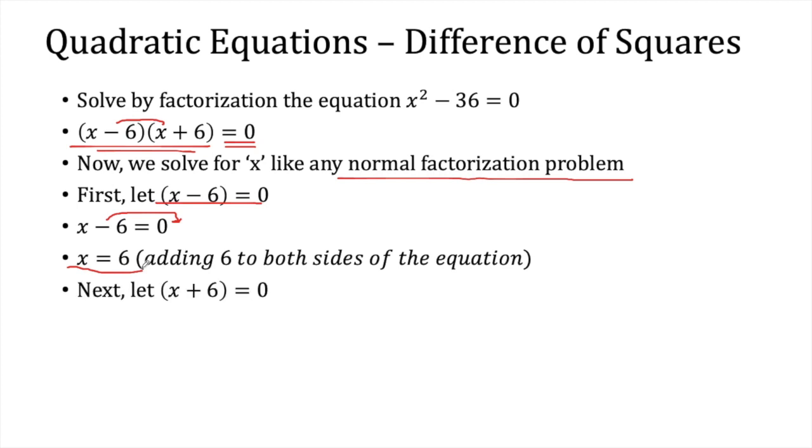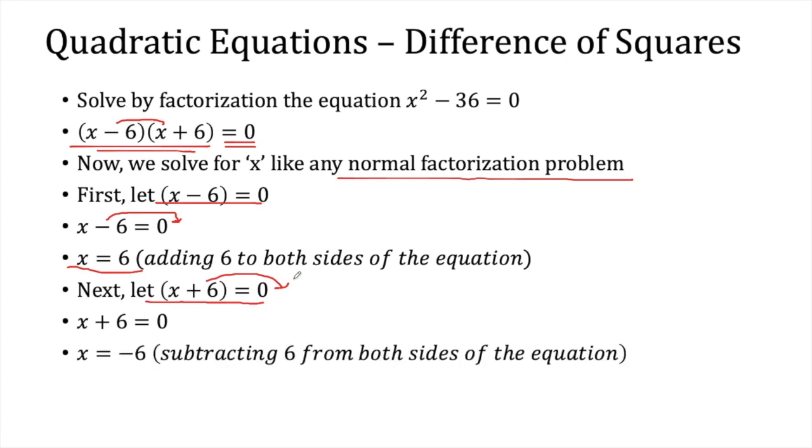And next we will let x plus 6 be equal to 0, and in this case we'll take this positive 6 to the right hand side of the equation by subtracting 6 from both sides, and we will get x is equal to negative 6. So this means that our two solutions are x is equal to positive or negative 6. So positive or negative 6 can be written in this form, and that is how you solve a quadratic equation by factorization, where the equation is a difference of two squares.